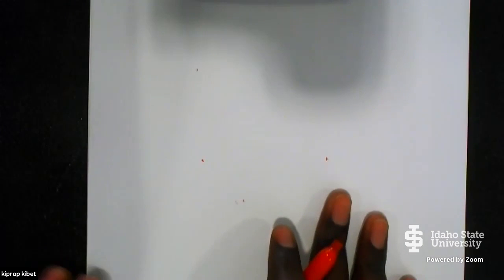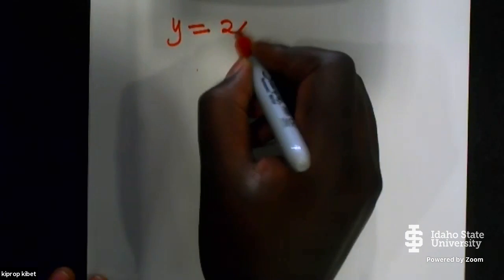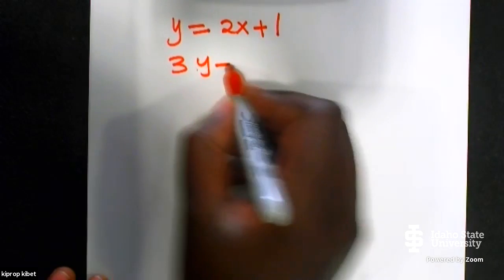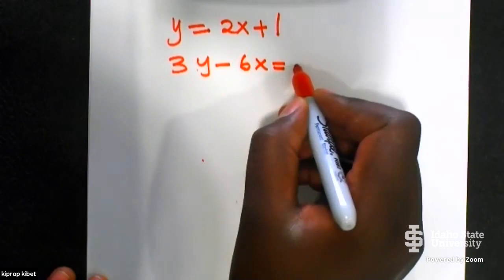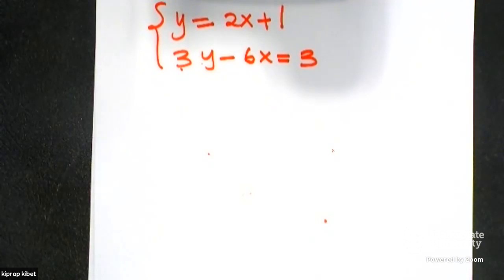Okay, the next one: y equals 2x plus 1, and then 3y minus 6x equals 3. So the following system of equations.